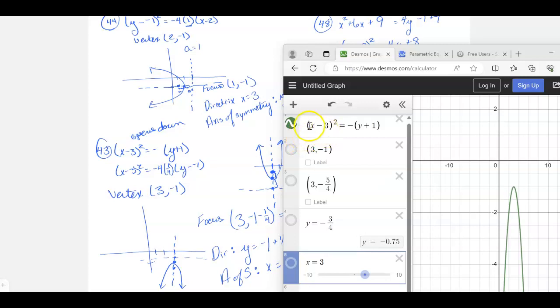So if we were to graph everything in Desmos, here's our quadratic. We found the vertex here. We moved inside to find the focus. We moved outside to find the directrix. And the axis of symmetry cuts the graph in half.